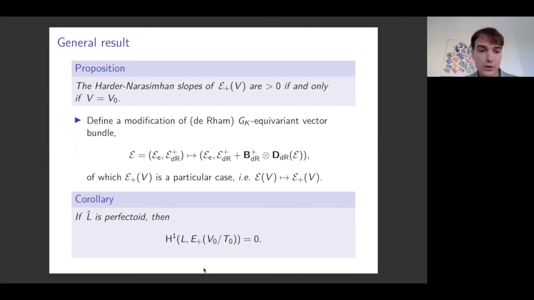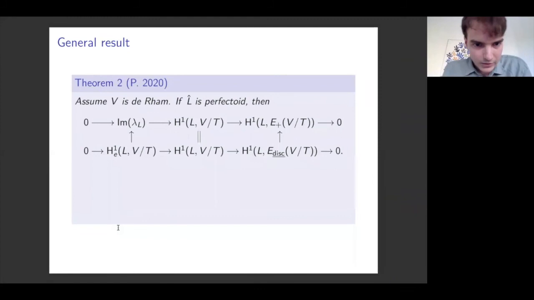And so that's one of the steps we were looking for to generalize the Coates and Greenberg computation, the Coates and Greenberg approach. And so now I can state the main theorem, the most general at least. So now you assume only that V is de Rham. Of course, V is de Rham all along, but I just put it to have all the hypotheses on the board.